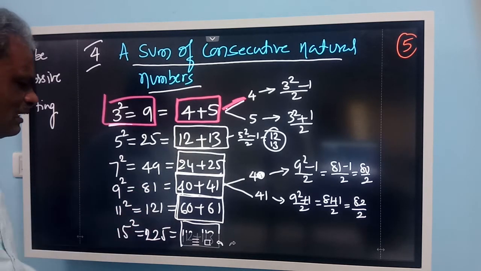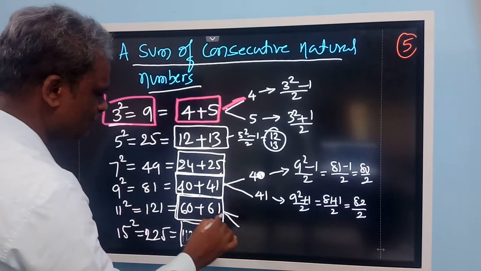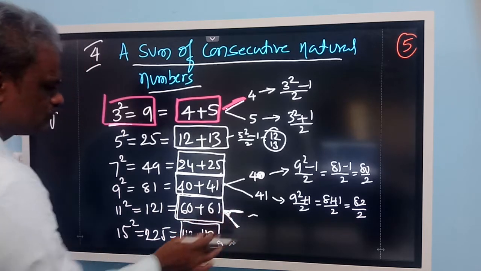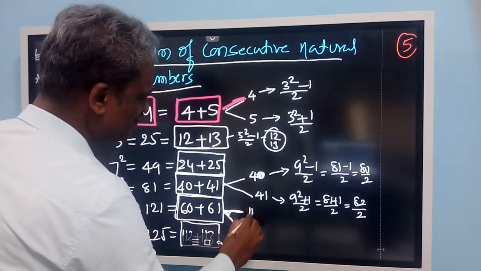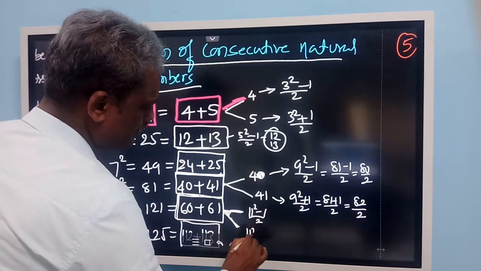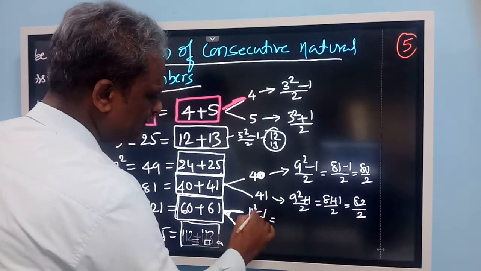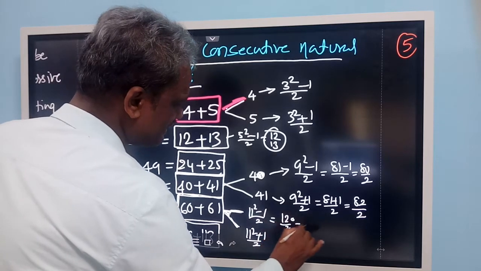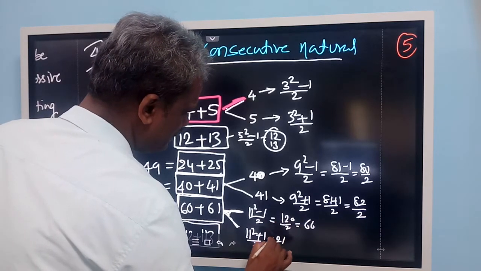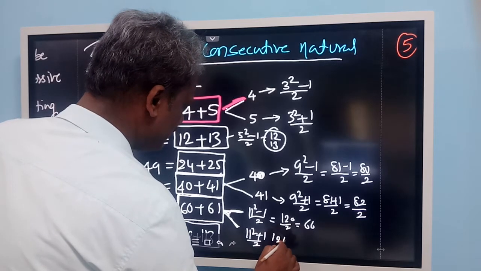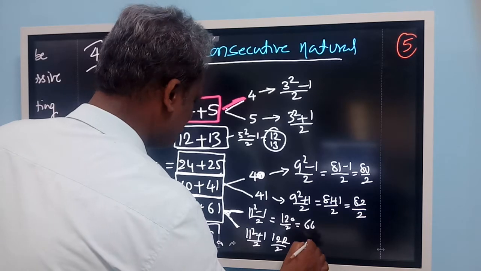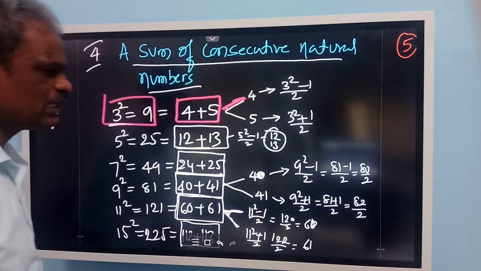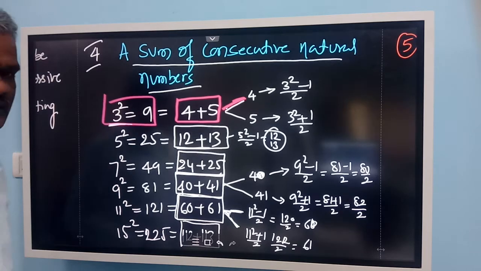Now same way we can write. Now you tell me this 60 and 61, how will you get it? 11 square minus 1 by 2, and 11 square plus 1 by 2. 121 minus 1 is 120 by 2, that is 60. This is 121, plus 1 is 122 by 2, so this is 61. 60 and 61. You got this pattern by looking at these examples.